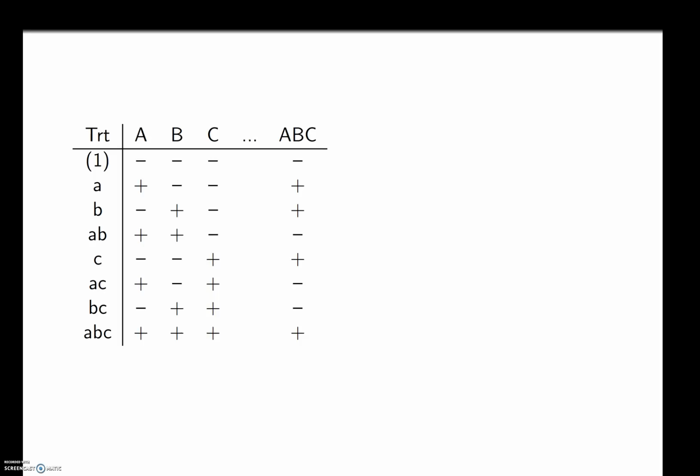Here we see model A, where level A is high. B and C are low, so they get the negatives. A gets the positive for high. Think about A times B: that would be a positive times a negative, so a negative. A times C would be a negative. B times C would be a positive. ABC would be positive, negative, negative, so you get positive.